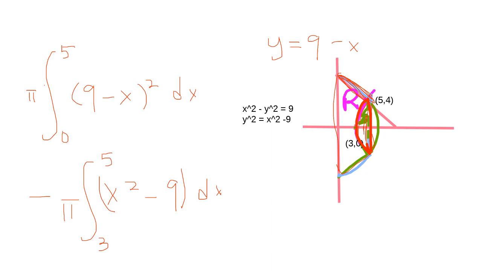Okay, let's see if this makes sense. So the volume from 0 to 5 for this object, of course the intersection is a perfect circle, right? Subtract the volume of this piece from 3 to 5. I'm talking about the x value.